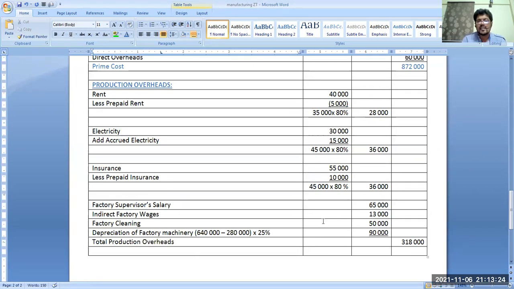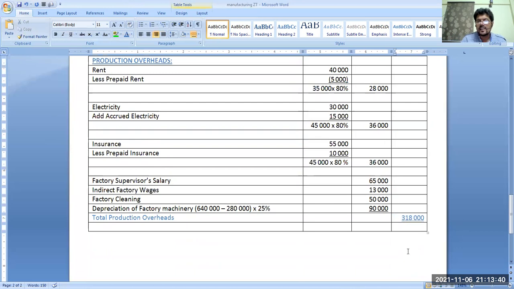Done. Now prime cost plus production overhead, and you get the total over here. This is your 872 plus 318. 1,190,000. This is your total.